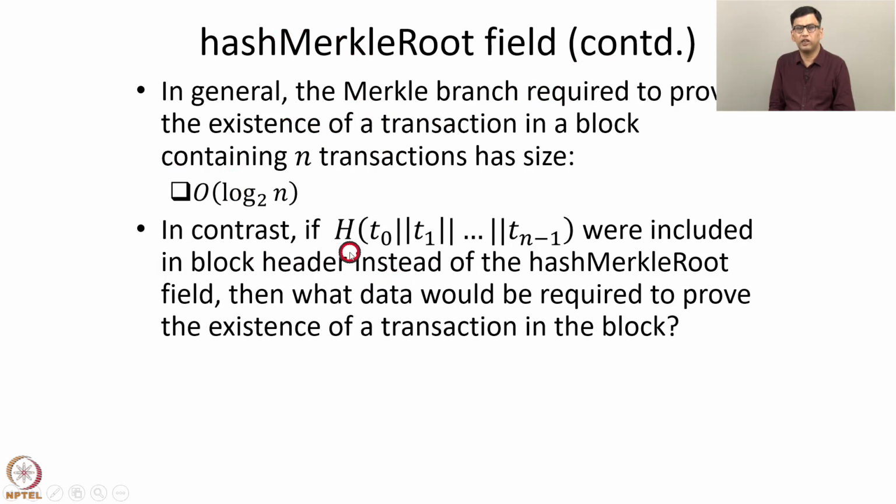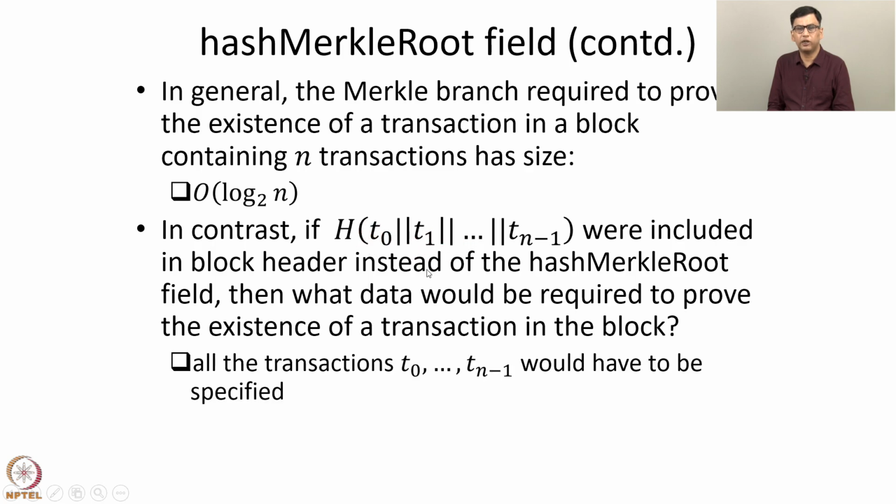In contrast, if the other scheme that we discussed, that is just concatenating all the transactions and computing the hash value, h of t0, t1 up to tn minus 1, that is the concatenation of all these, were included in the block header instead of the hash Merkle root field, then what data would be required to prove the existence of a transaction in the block? Now, h of the concatenation of t0, t1 up to tn minus 1 is included in the block header, and an SPV node Bob has only t1. So, what other information should we provide to Bob to convince him that t1 is included in the data that is used to compute this hash?